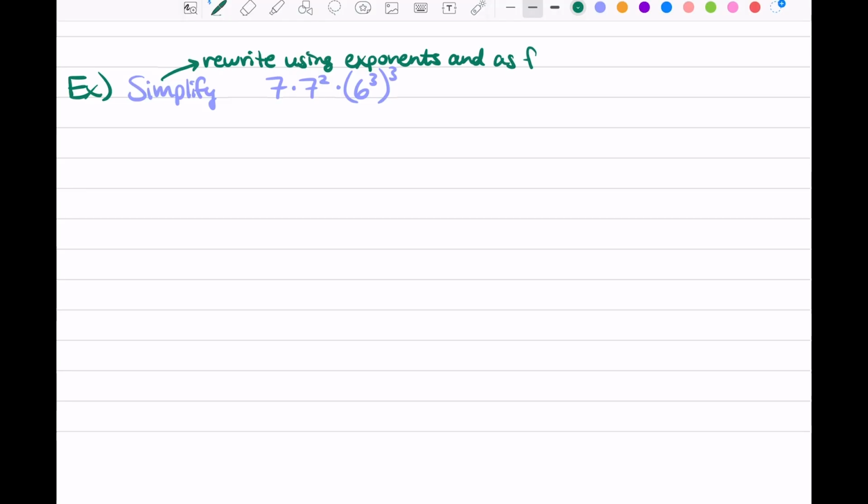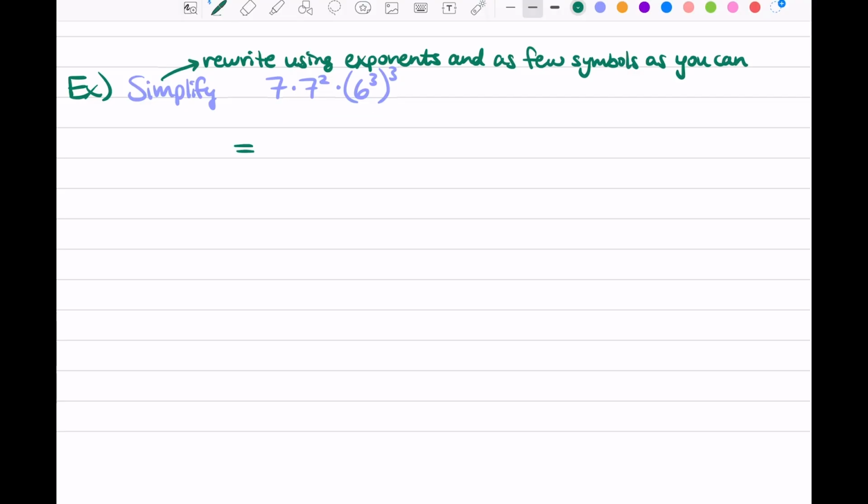Simplify 7 times 7 squared times 6 to the 3rd, all to the 3rd power. In this case, the word simplify means rewrite using exponents and as few symbols as you can. So essentially, we want to rewrite this in a shorter form.